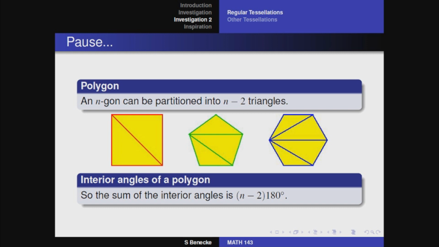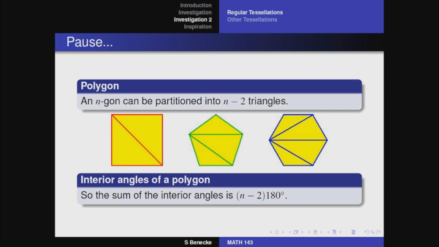So the number of triangles is always 2 less than the number of sides of the polygon that I'm working with. So a 10-sided polygon will be split up into how many triangles? 8 triangles. Always 2 less. You could do it, but the pattern is always the same. So if my polygon has n sides, then my number of triangles will be n minus 2.